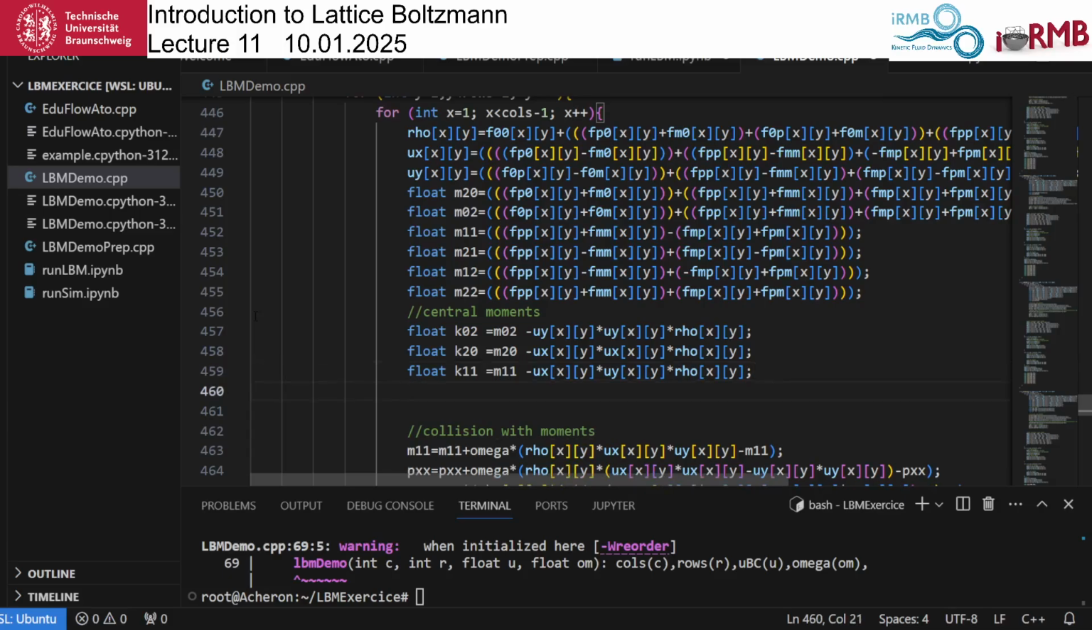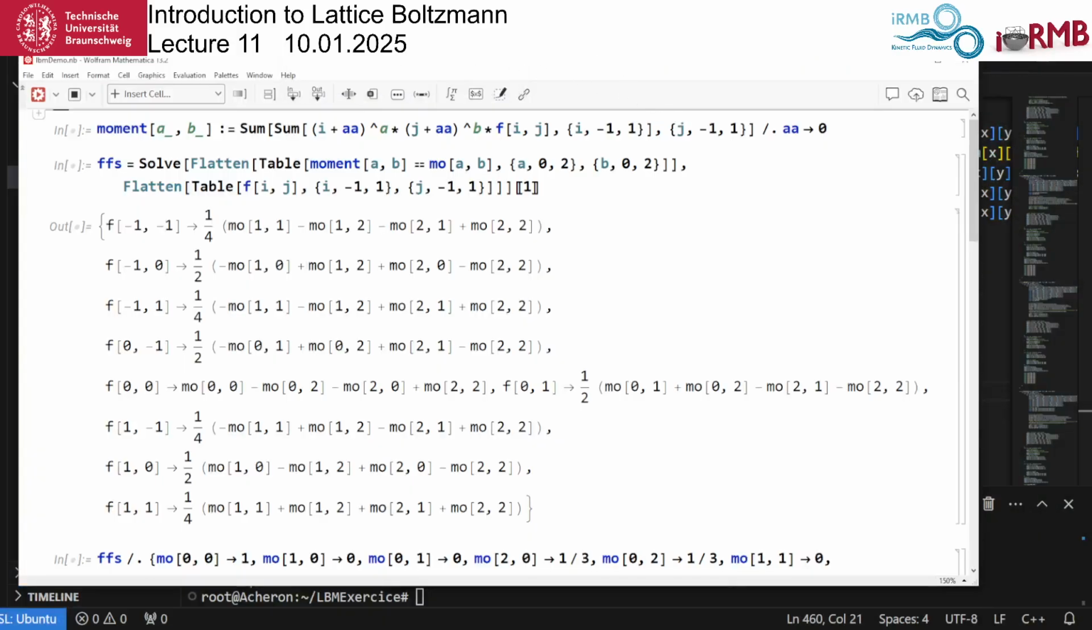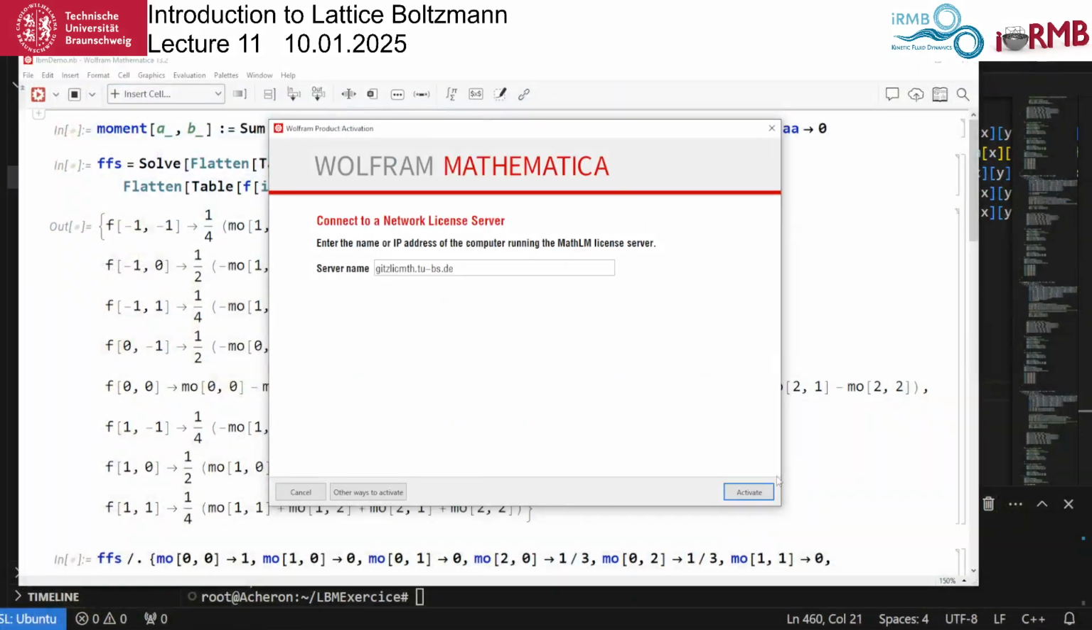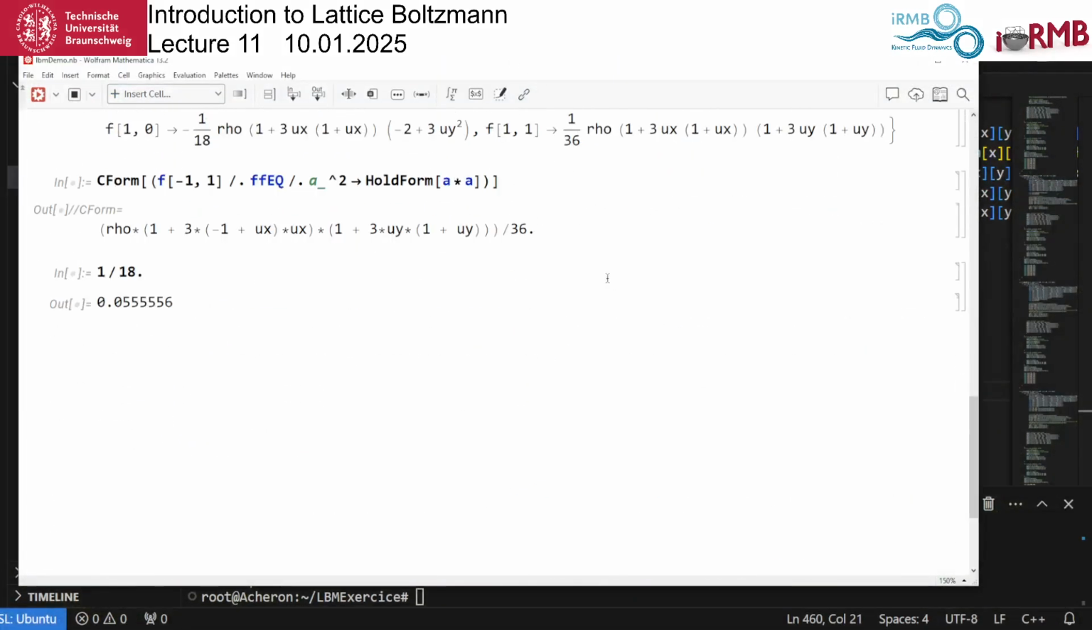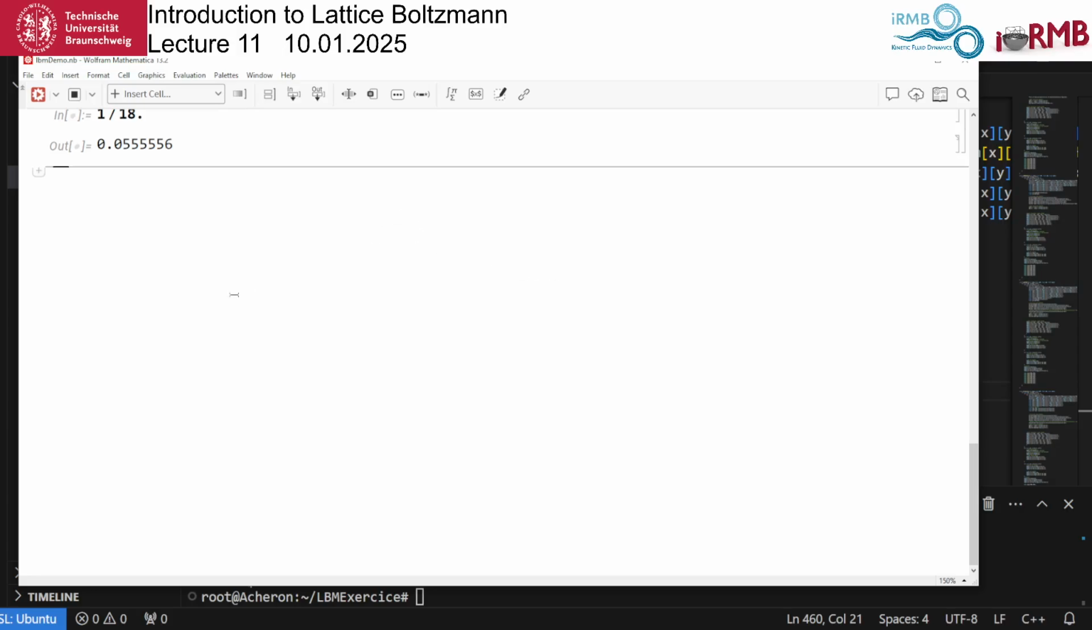Now, I guess we also had the third order moments in the lecture already. Okay, let's do the following. Okay, this is the Mathematica notebook. We use Mathematica to make our binomial transform, right? So we write the function, let's say B trans.